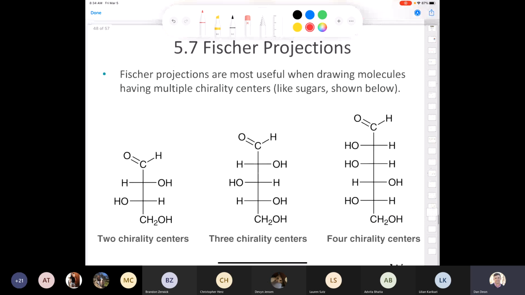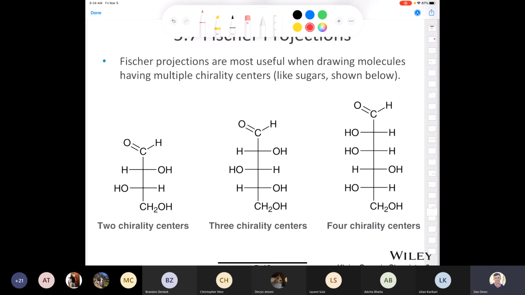All right, so let's see here. Fischer projections are really useful. We're going to use them a lot in the carbohydrates chapter. And here you can see in the first one, we call this a tetrose because it's got 1, 2, 3, 4 carbons in it, tetrose. The next one is a pentose, and this one is a hexose. Anyhow, that's neither here nor there for today.